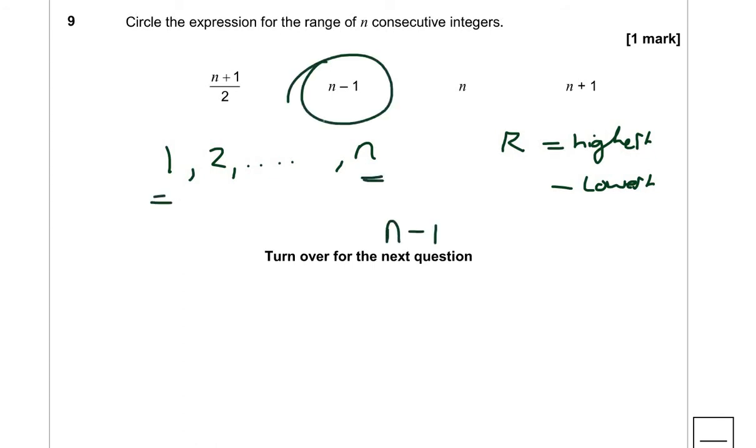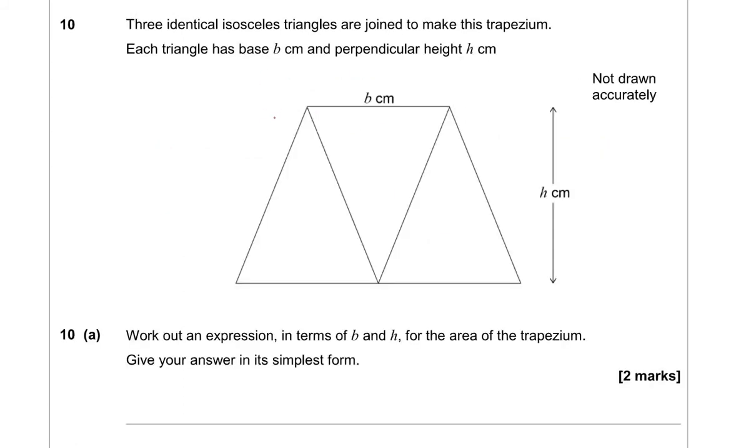And so that's our answer. Right, question 10. 3 identical isosceles triangles are joined to make this trapezium. Each triangle has base b and perpendicular height h. Work out an expression in terms of b and h for the area of the trapezium.